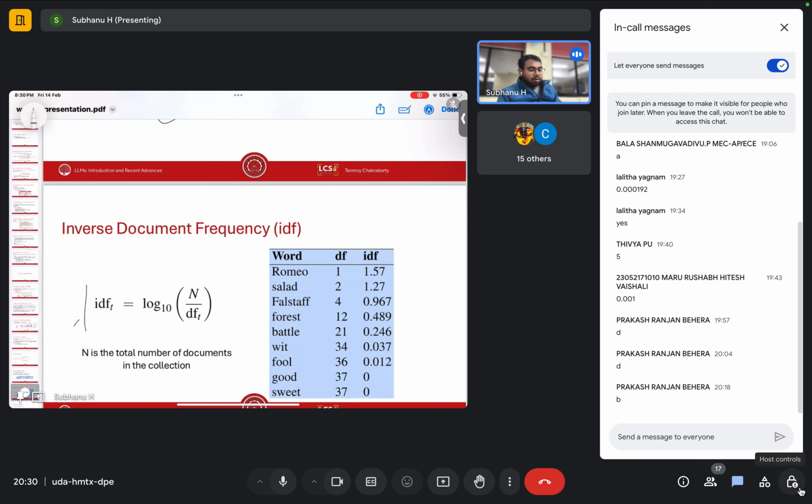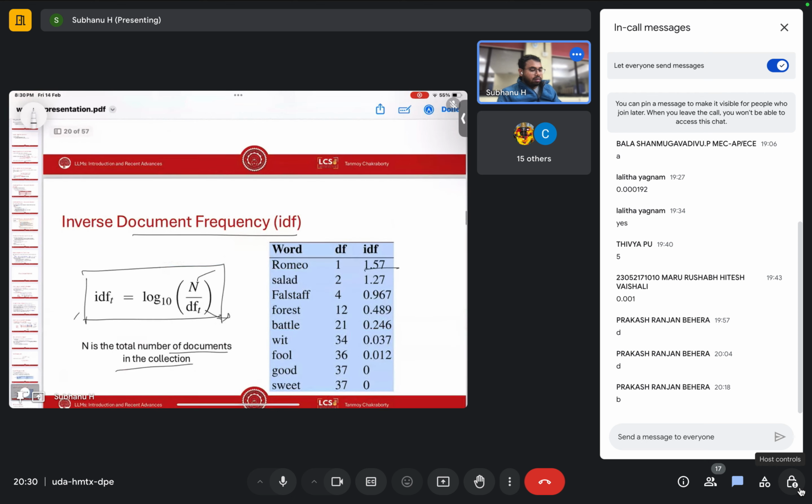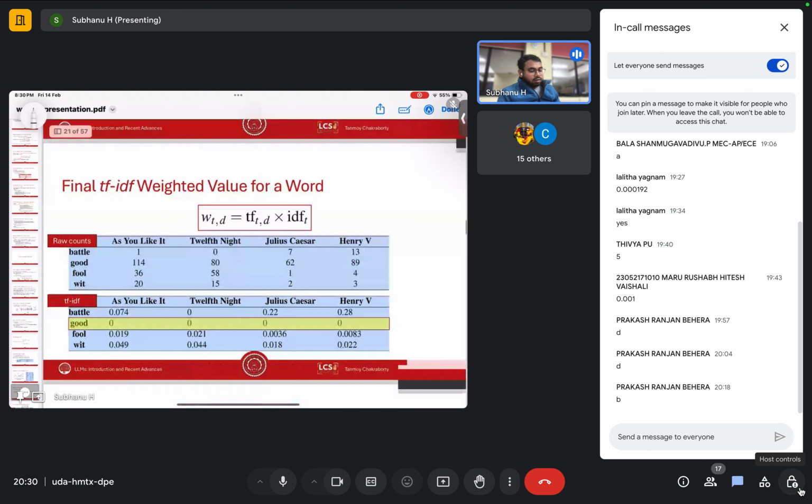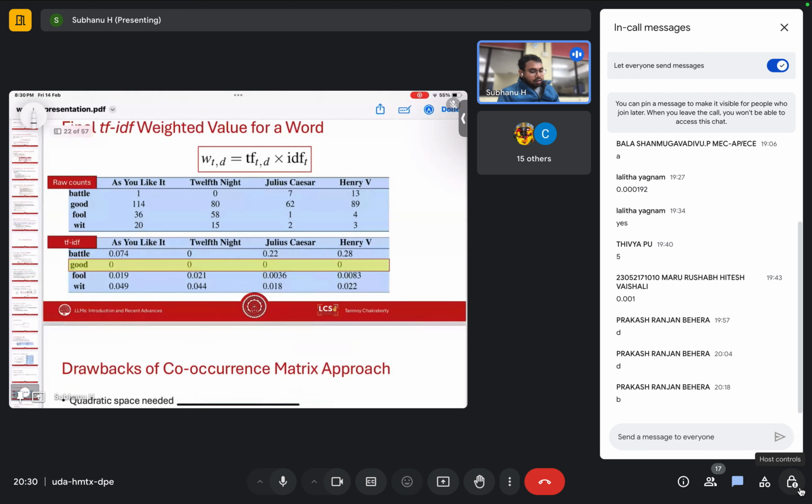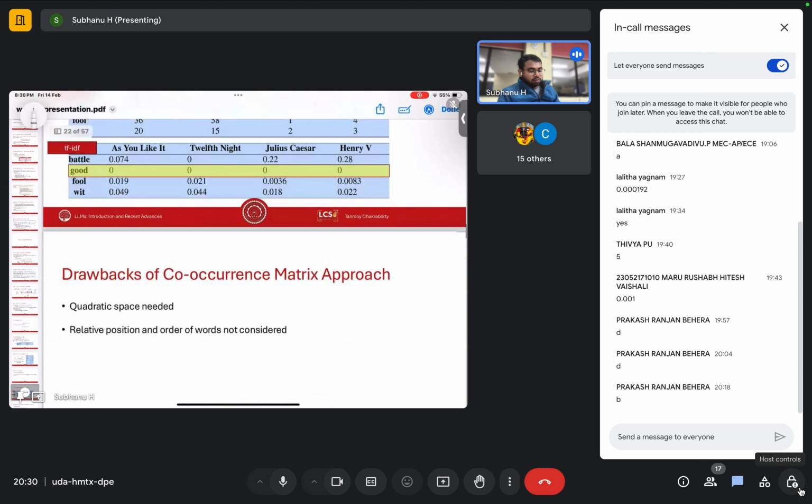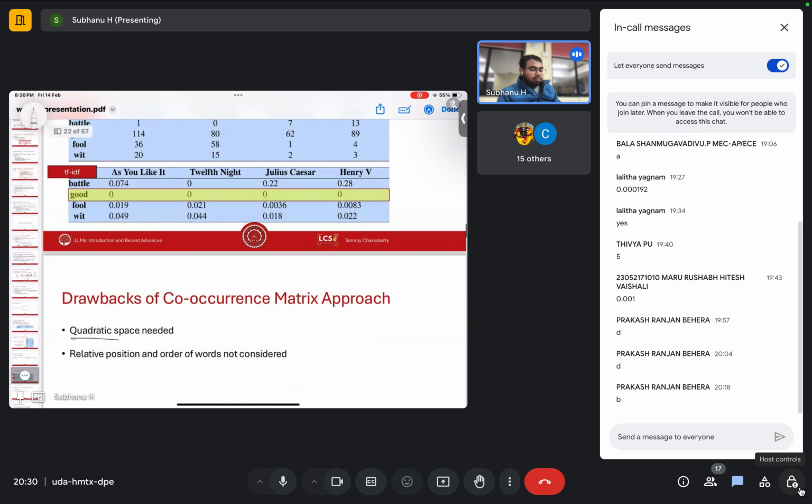So that's why I can find out the IDF, that is inverse document frequency, where N is the total number of documents, and DF is what you're finding out here, how many times it occurs. So this is how TF-IDF is calculated, but there is a drawback also. That is, you are always saving a matrix of quadratic complexity.